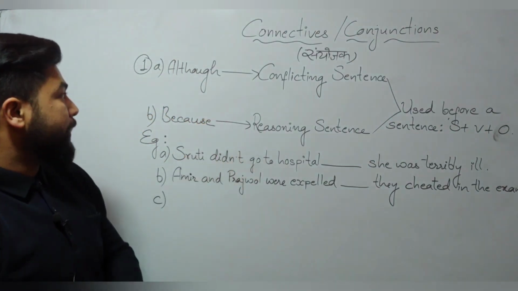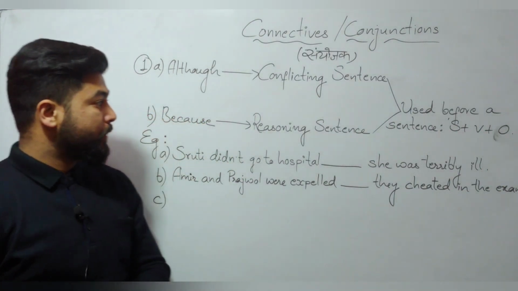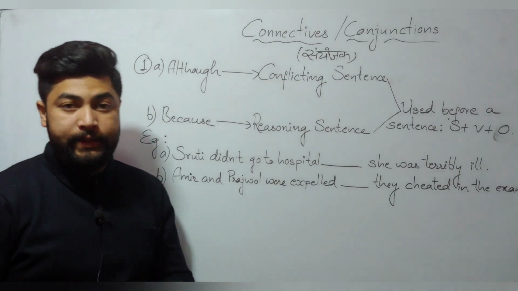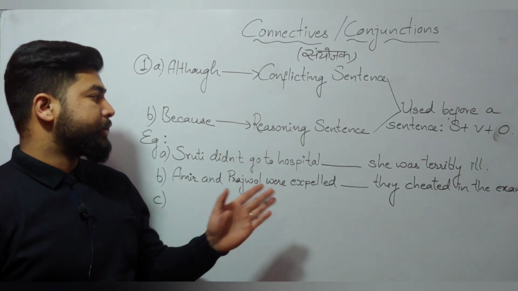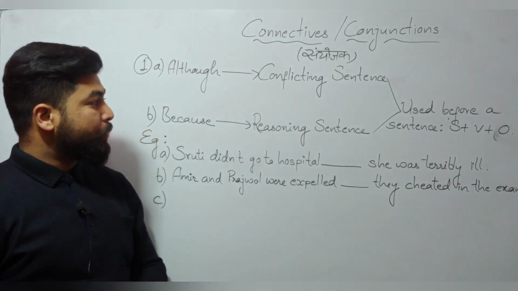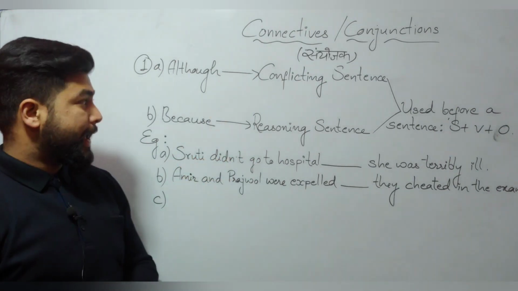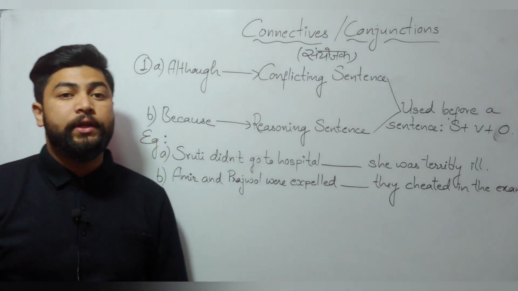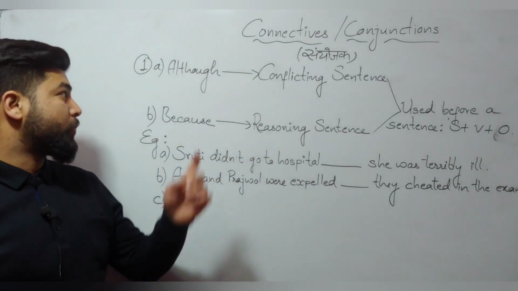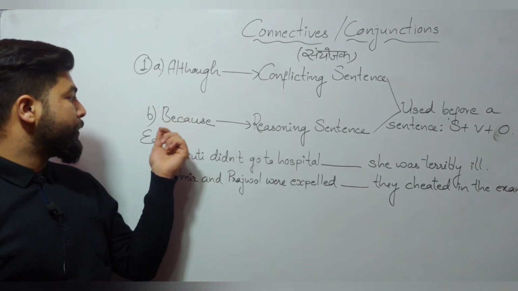Up here is the formula that I've written for you. So after understanding what conflicting sentence and reasoning sentence meant, now we have arrived at this section, and the first connective that we study here is although, and secondly we'll do because.